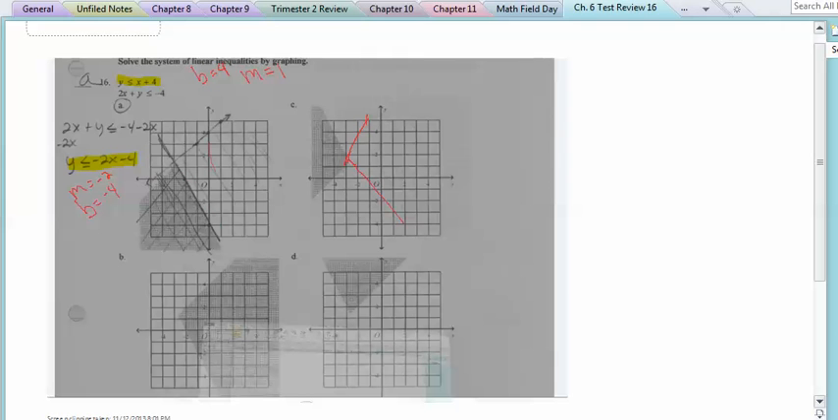And this one started at -4, and we went up 2 and over -1, up 2 over -1, and it's shaded below the line. And I just went ahead and extended my lines so that I could really see where they intersect. Maybe the best way to do this is to draw your own graph on the side and then see which picture matches. That's maybe what you might want to do on your test. So that's that one.